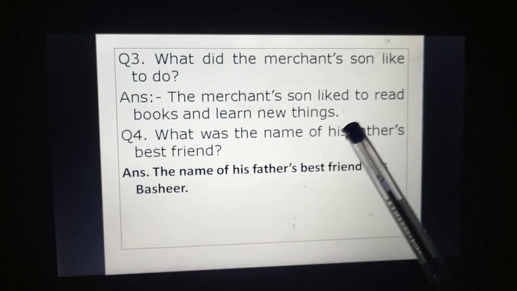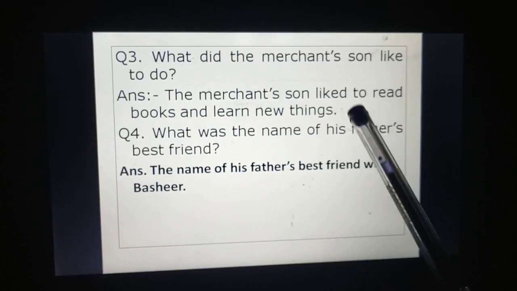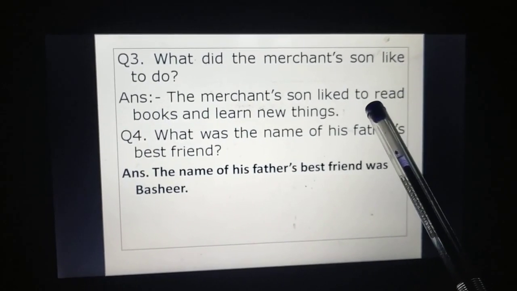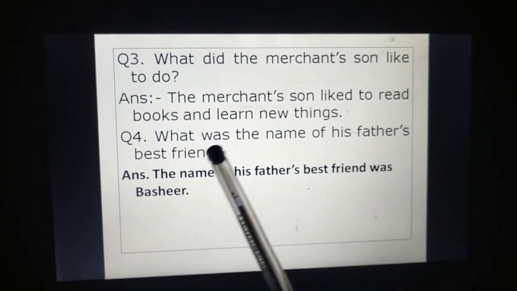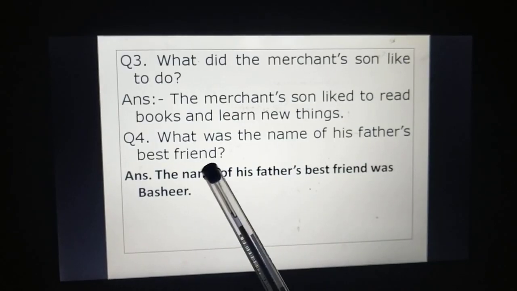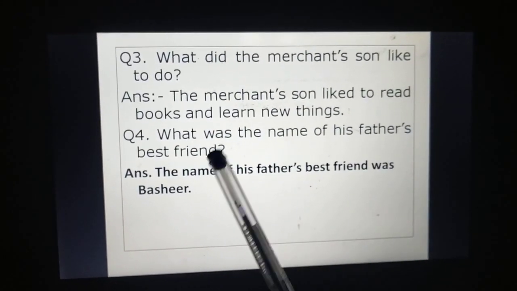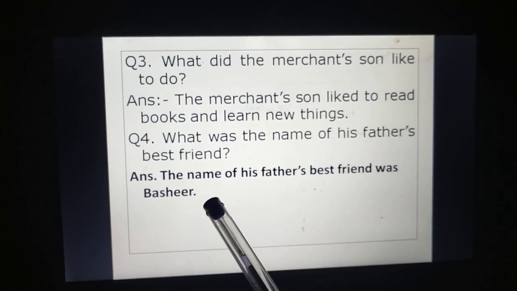Okay, tell me, what was the name of the merchant's son? The name of the merchant's son was Abdul. Question 4. What was the name of his father's best friend? The name of his father's best friend was Bashir.